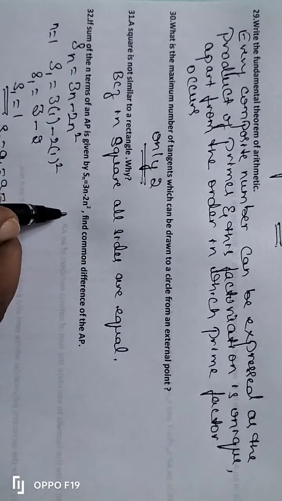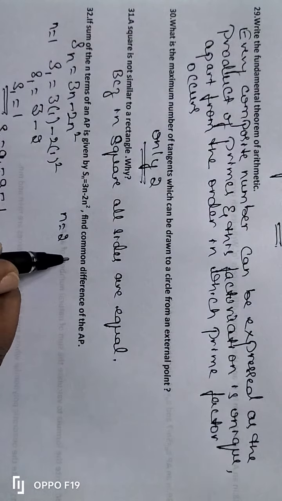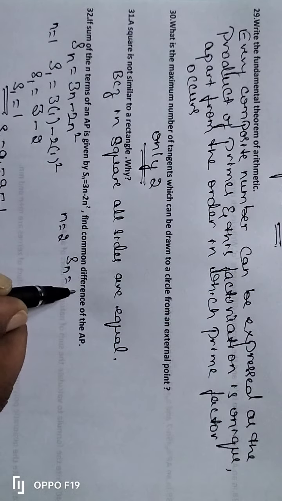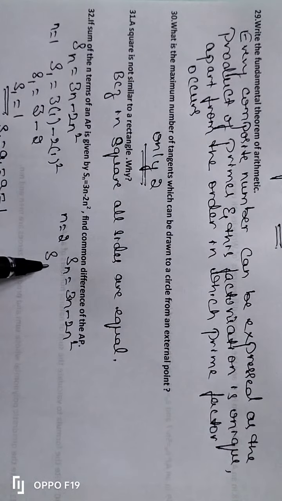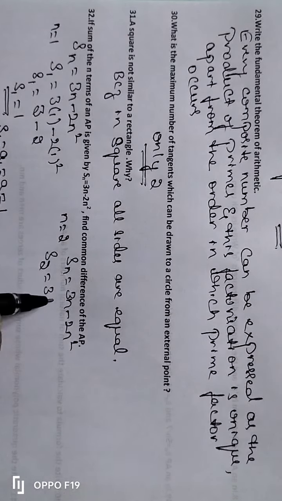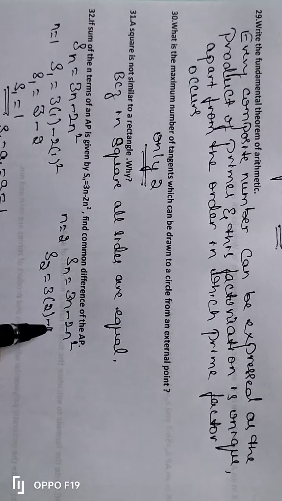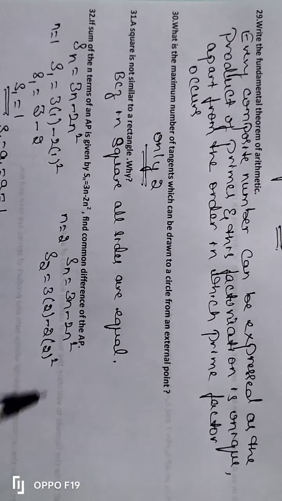Then where n comes, there you substitute 2. Sn is equal to 3n minus 2n square. Now n is 2, so it is equal to 3 into 2 minus 2 into n square, that is 2 square.